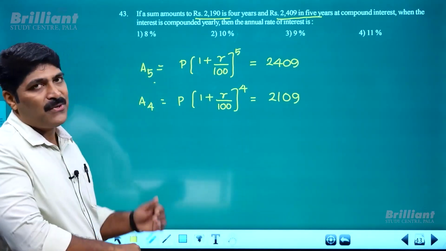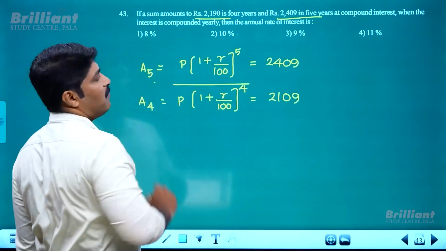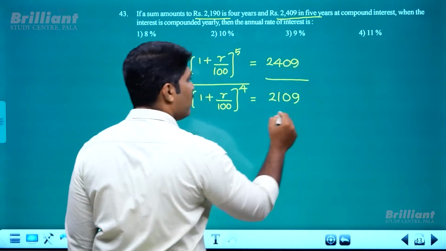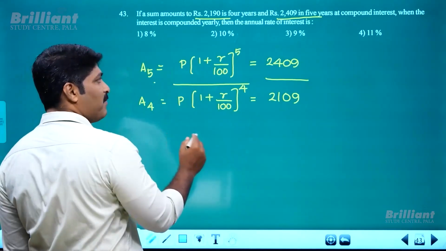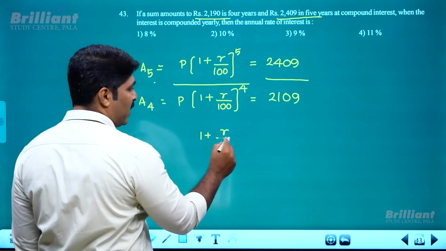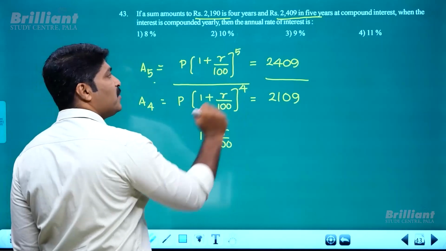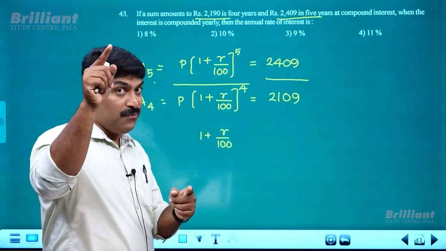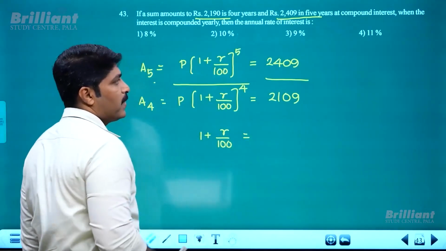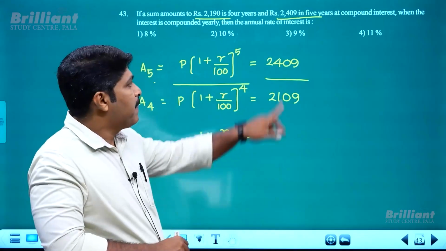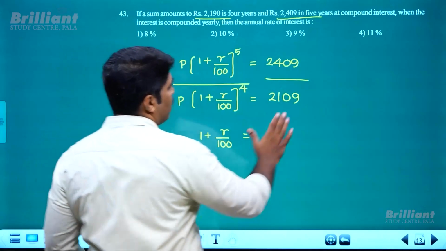I am going to apply a simple trick. I am dividing this A5 by A4. So here this is 2409 by 2190. What will we get? Here P and P will be eliminated. This is simply 1 plus R by 100. Why? Here we know that m raised to 5 divided by m raised to 4 becomes m raised to 5 minus 4, that is m itself. So just consider this expression alone. Then the next part is the numerical part, 2409 by 2190.